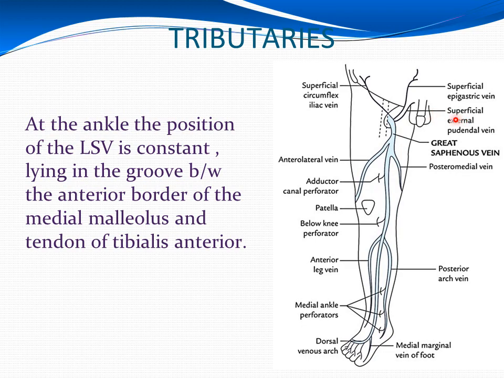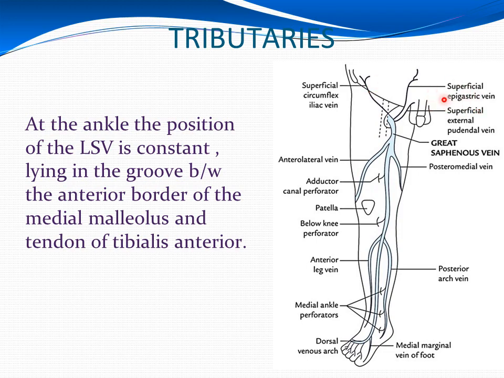Then we have the thoracoepigastric vein. The thoracoepigastric vein runs along the anterolateral wall of the trunk and occasionally connects the superficial epigastric vein with the lateral thoracic vein, and it establishes communication between the femoral and axillary vein.